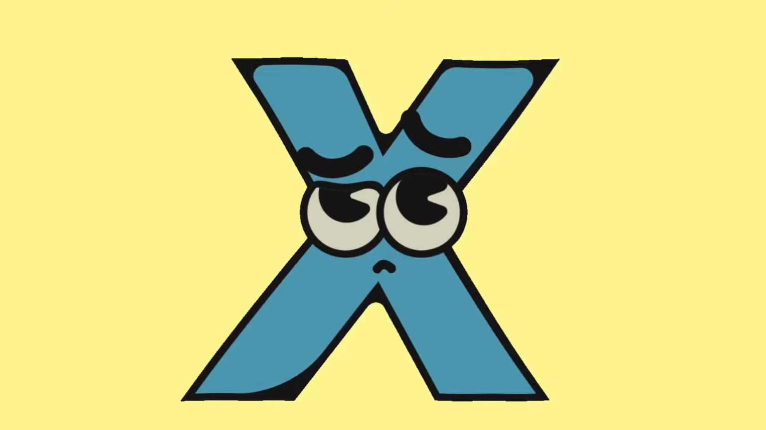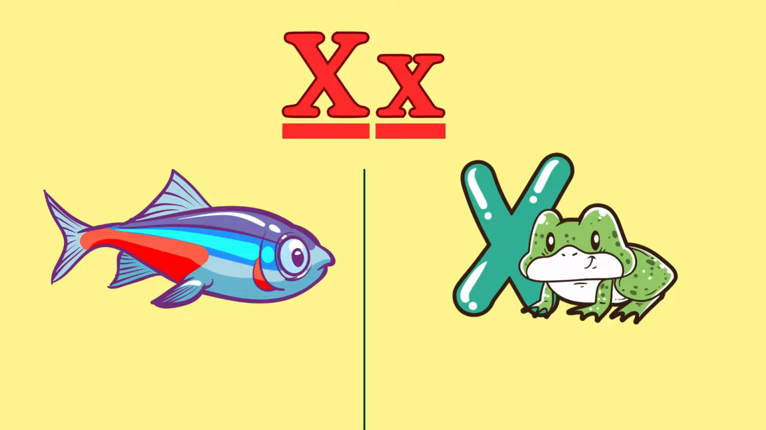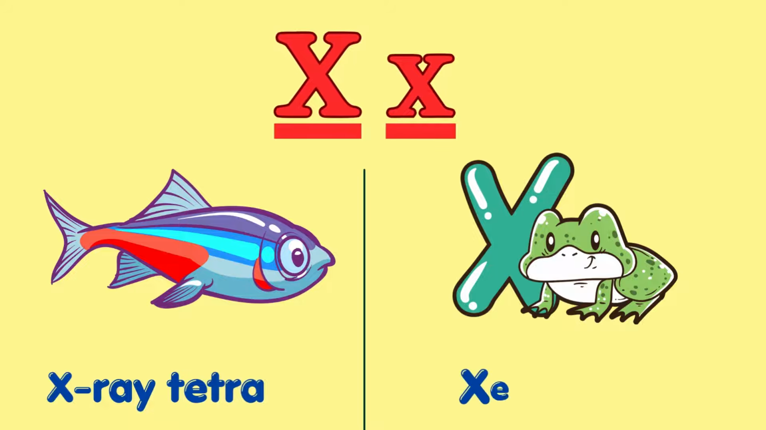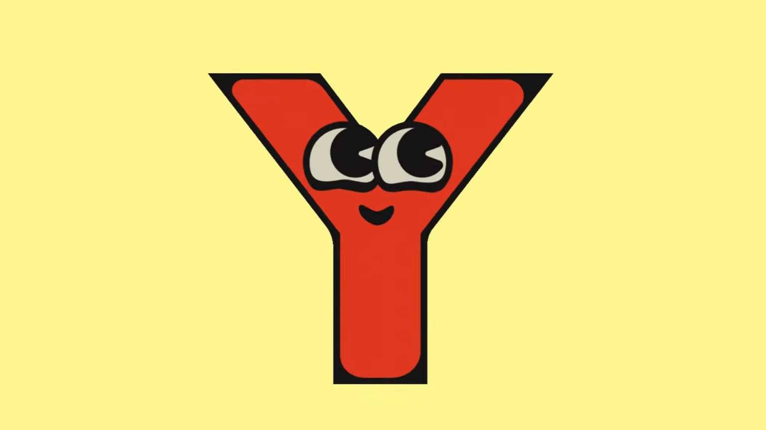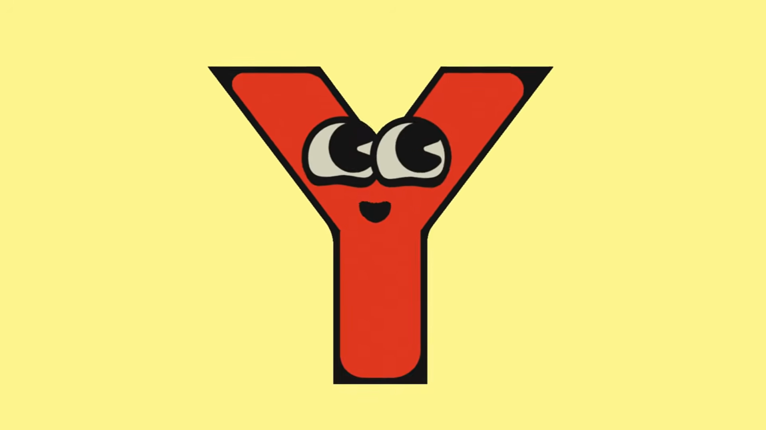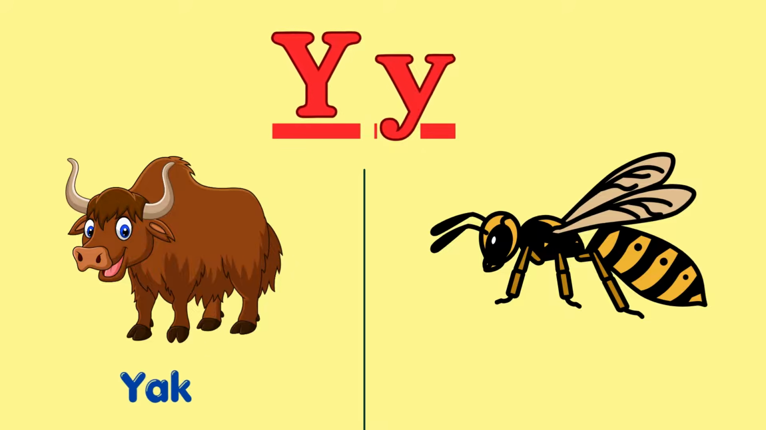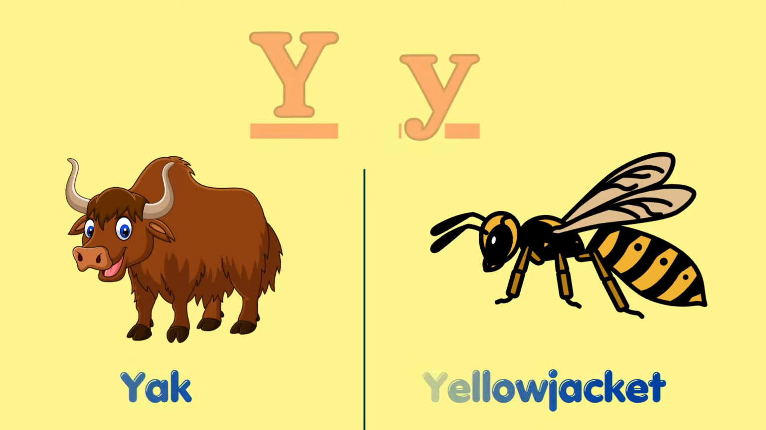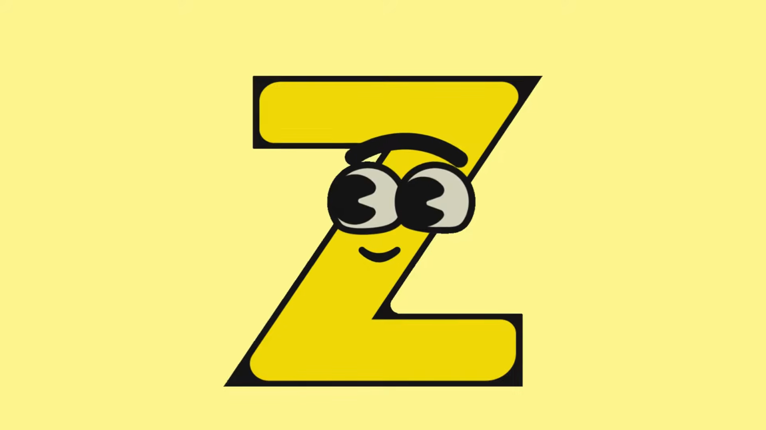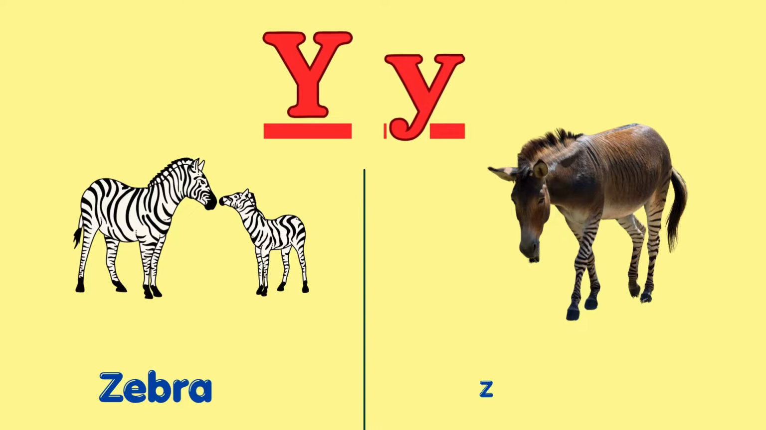Letter X. X is for X-ray tetra, xenopus. Letter Y. Y is for yak, yellow jacket. Letter Z. Z is for zebra, zonkey.